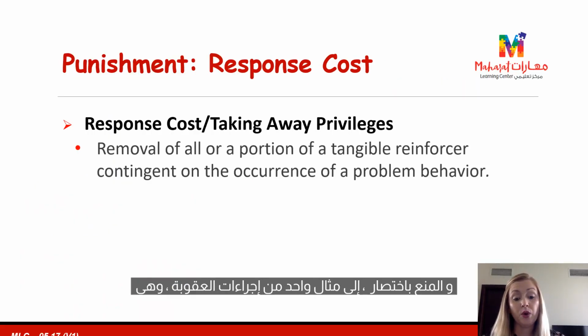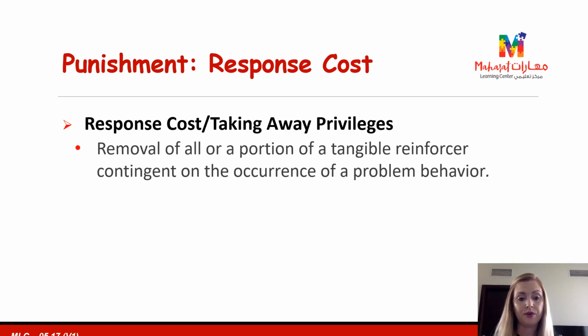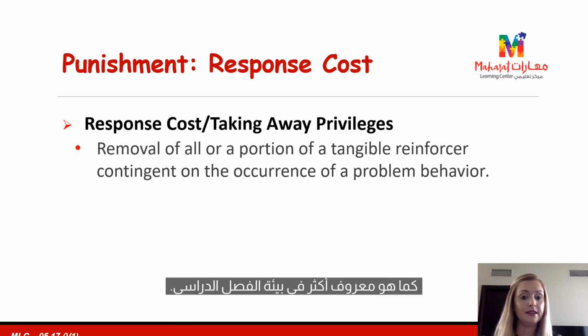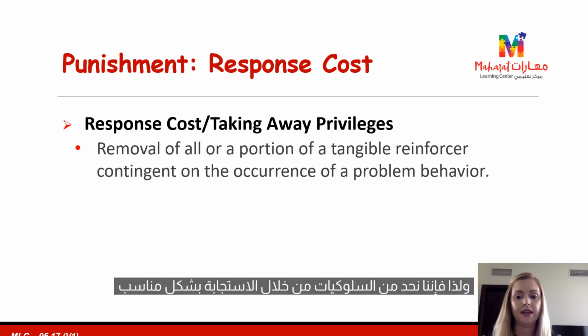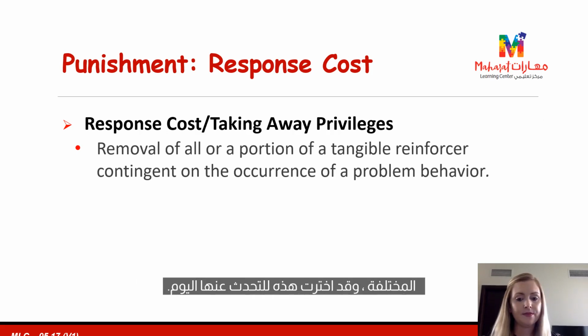One example of a punishment procedure is a response cost, or taking away privileges, more commonly known in a classroom setting. We decrease behaviors by responding appropriately when they occur. There are many, many different consequence procedures. I've just chosen these to speak about today. So a response cost, again, in the classroom setting, is often called taking away privileges.